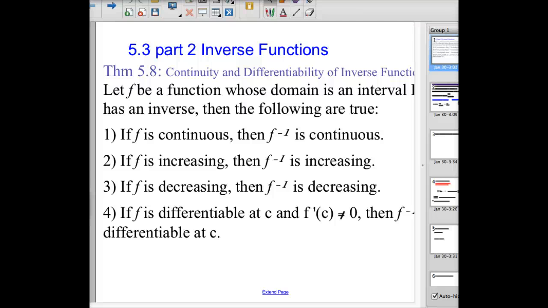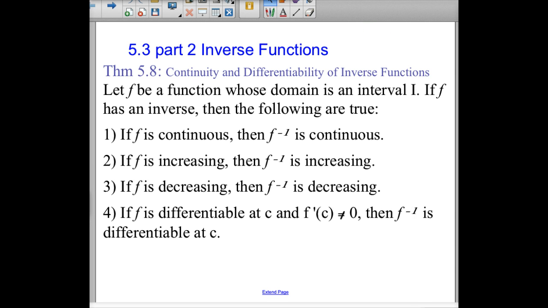5.3 Part 2, Inverse Functions. Theorem 5.8 says that if f is a function whose domain is an interval, we'll call the interval I, and f has an inverse, then the following are true. If f is continuous, then its inverse is also continuous. If f is increasing, then its inverse is also increasing. Likewise, if f is decreasing, then the inverse is also decreasing.